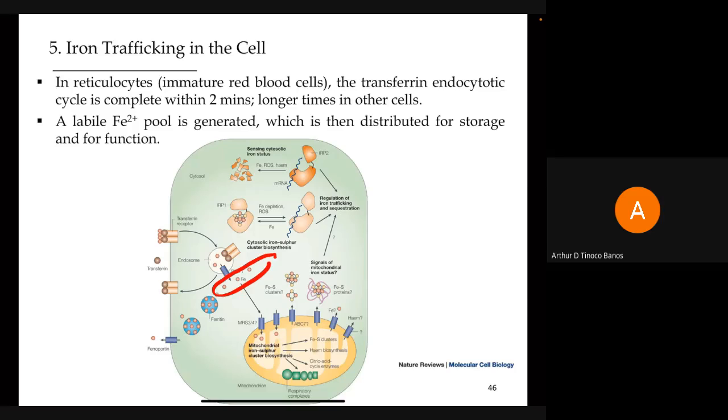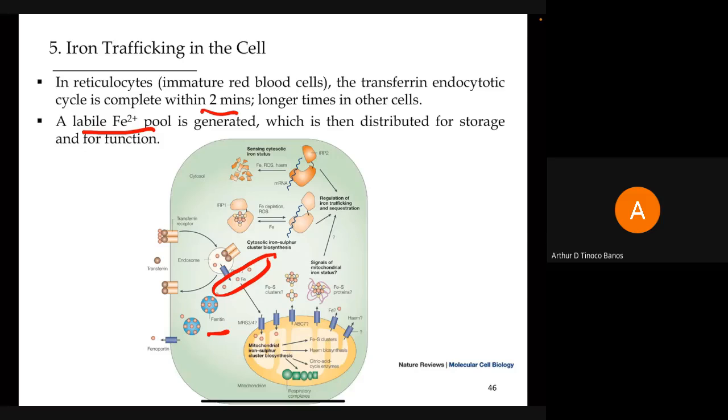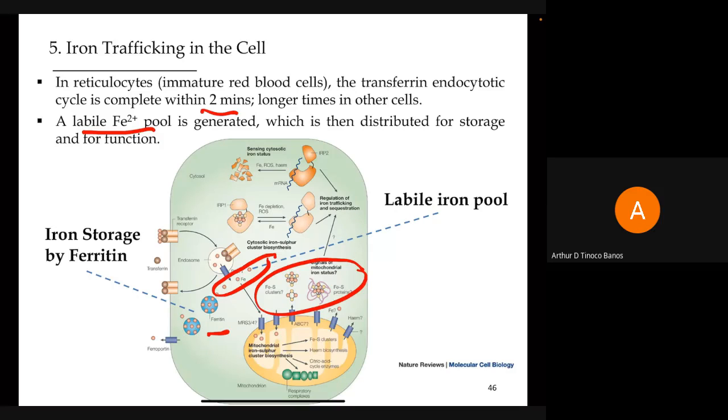All right, so this process of endocytosis is really quick. So for immature red blood cells, it happens within 2 minutes. And so what you get is the formation of what is known as a labile iron pool. And labile means very reactive, and is actually temporary. So some of that pool will get stored in the protein ferritin, and some of that pool will get incorporated into really important proteins and motifs. Okay, and so we're going to look at this utilization of iron.